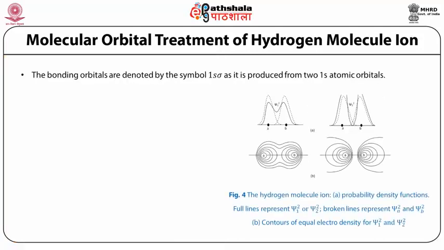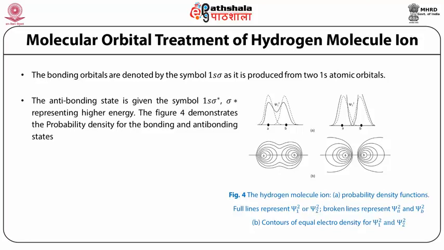The bonding orbitals are denoted by the symbol 1s sigma, as it is produced from two 1s atomic orbitals. The anti-bonding state is given by the symbol 1s sigma star, where sigma star represents the higher energy, and the figure demonstrates the probability density for the bonding and anti-bonding states.